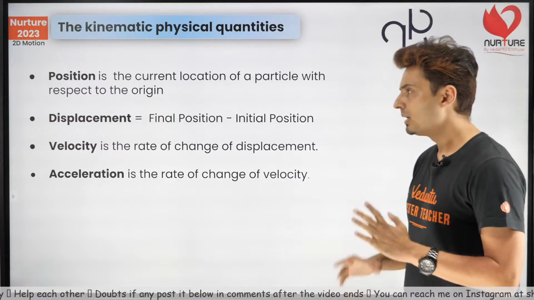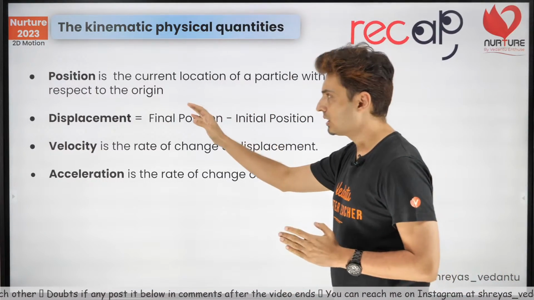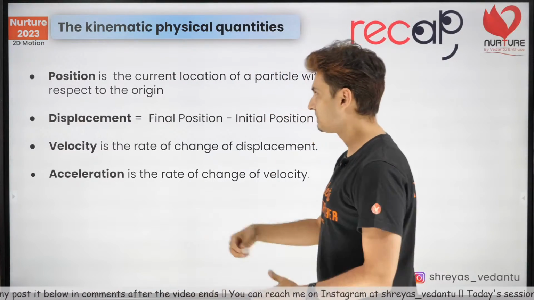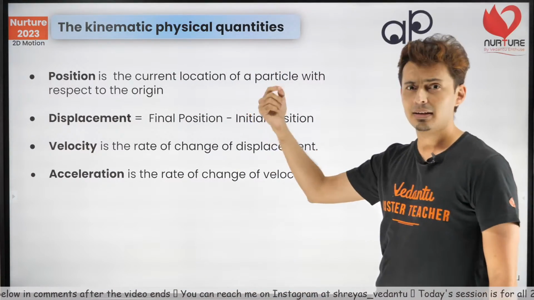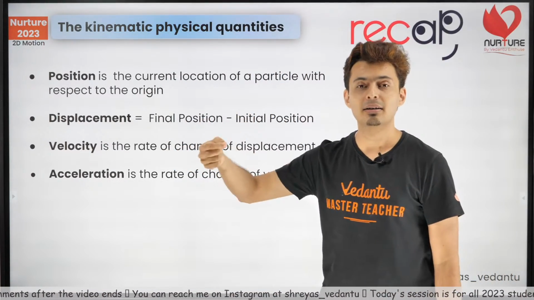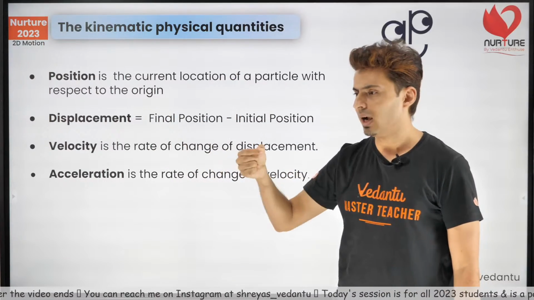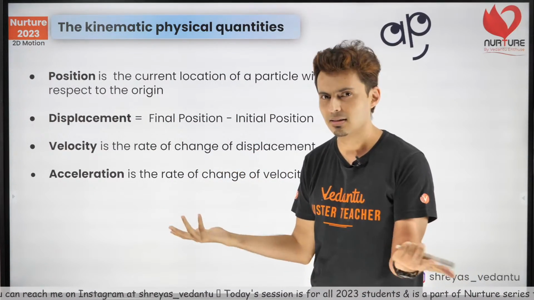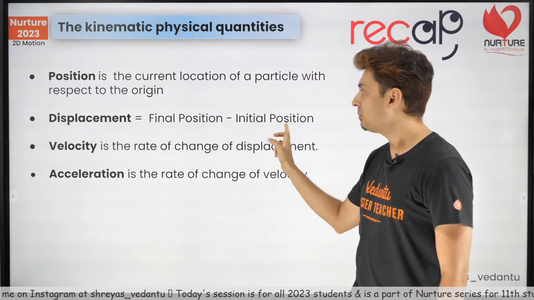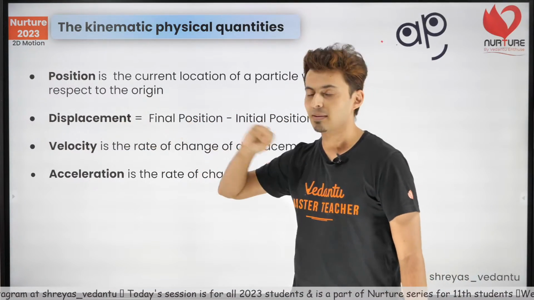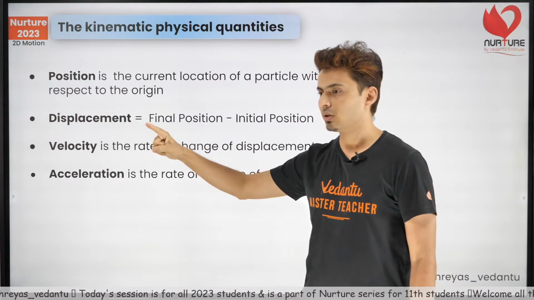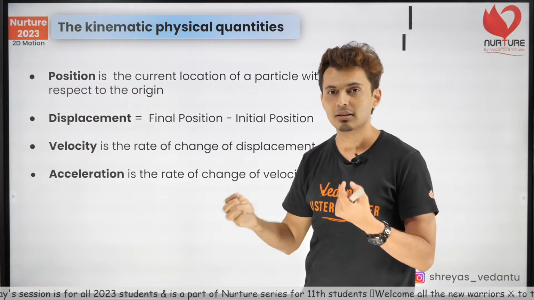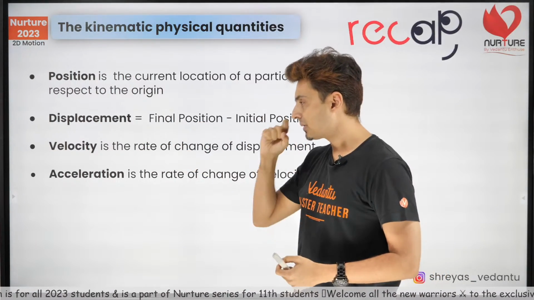Just a quick recap. Till now, we have seen that position is nothing but the current location of a particle. Like X, Y coordinates give you the current location of any particle which is moving. So you want to know the position? Just tell me the coordinates. That's it. The change in the position is called displacement. So you move from one coordinate to the other coordinate. That change, that delta, is called displacement.